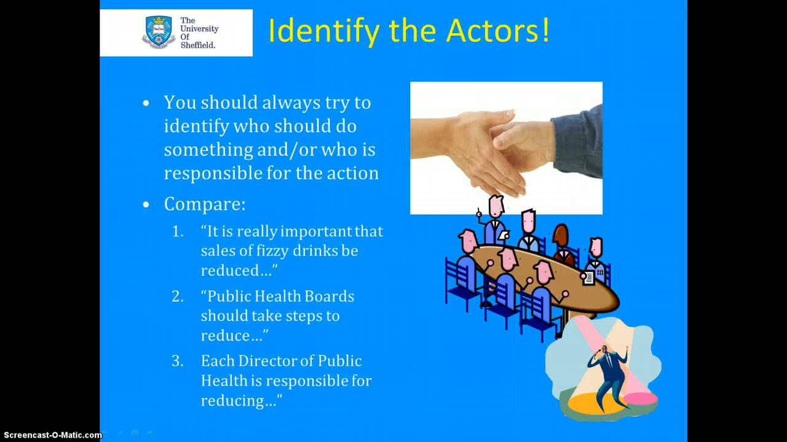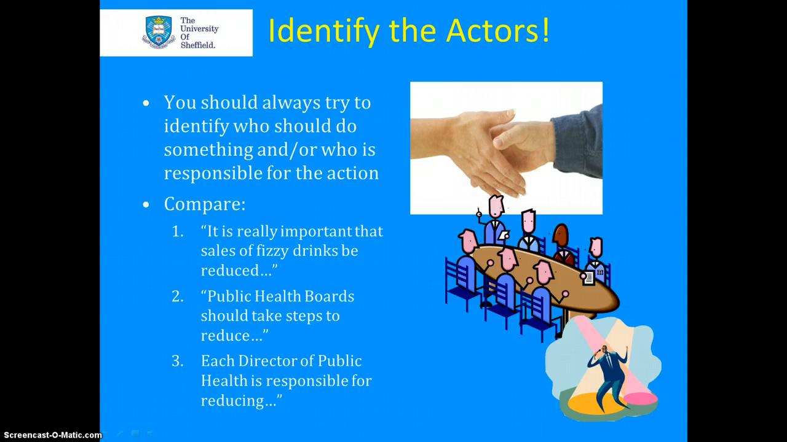However, one of the frequent flaws of recommendations is that they don't always recommend who is responsible for a particular action. And I just want to compare three different ways of formulating recommendations with a view to shaping how you write your evidence brief and its recommendations. The first: it is really important that sales of fizzy drinks be reduced. That is abstract. It doesn't attribute responsibility to any one person.